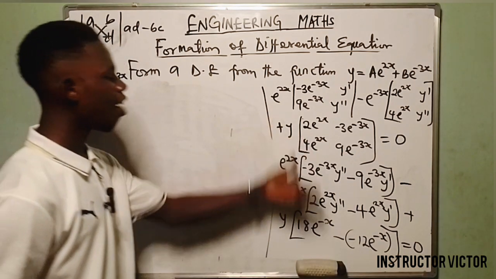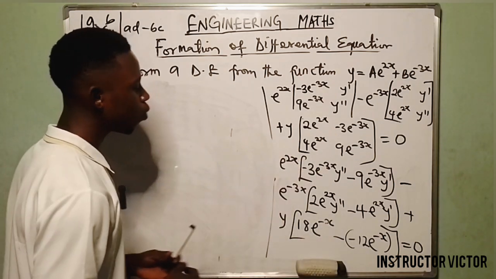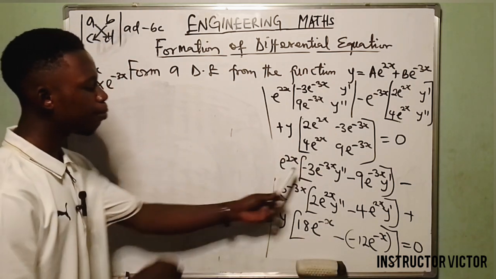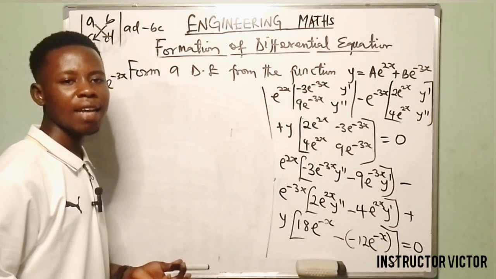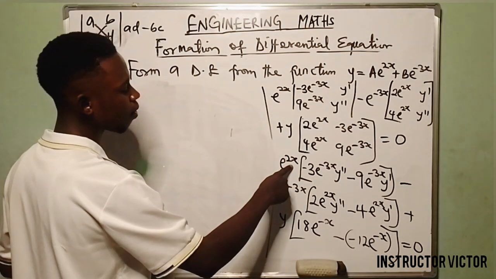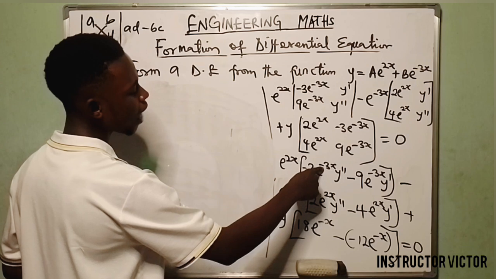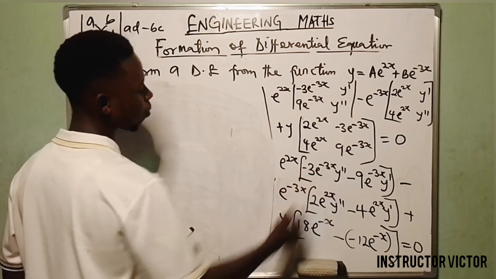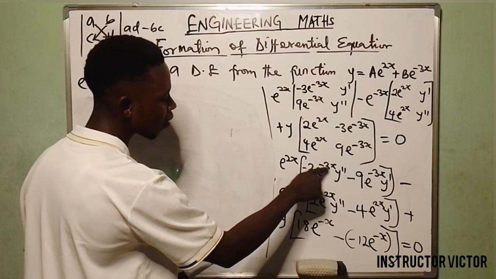Now for what we have here, let us multiply through so that we can open this bracket and then do the last step. If you have exponential 2x multiplied by minus 3 exponential minus 3x y prime, now it is just simple. You have exponential 2x and then minus 3x.